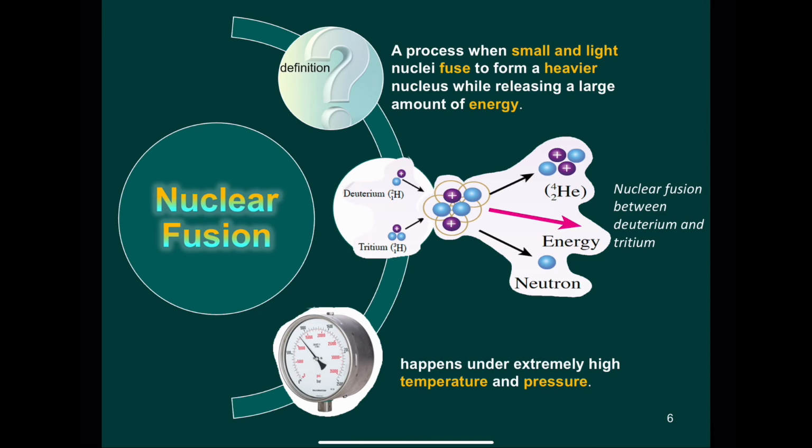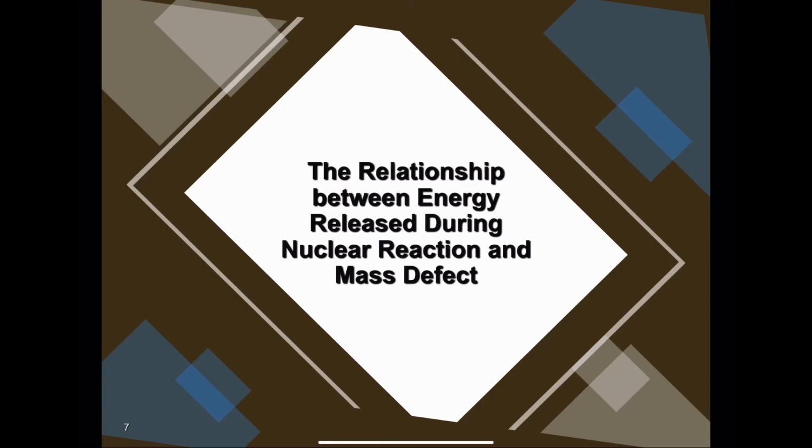So this is the diagram. This happens under an extremely high temperature and pressure. So look at the diagram. Small nuclei, deuterium and tritium, then become heavier nuclei and energy.